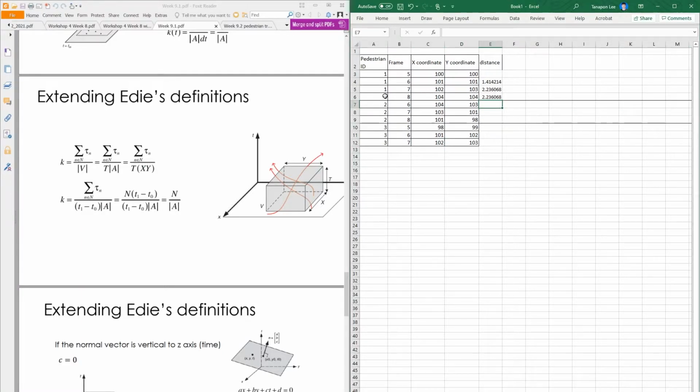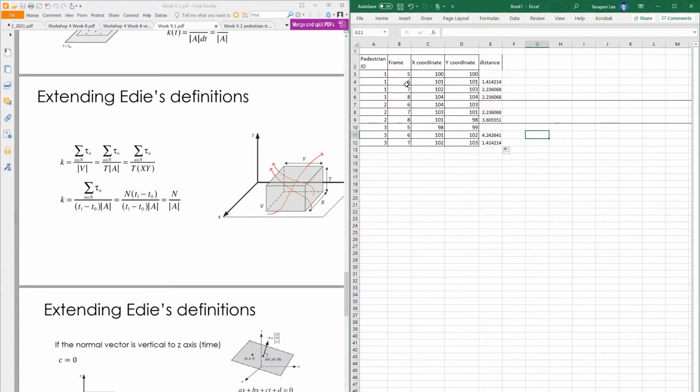I hope it does. So this is the first person, and the second one is here. We ignore the first frame as we did. We perform the same thing here. So these are the distances that each ID 1, 2, and 3 travel for each time step.